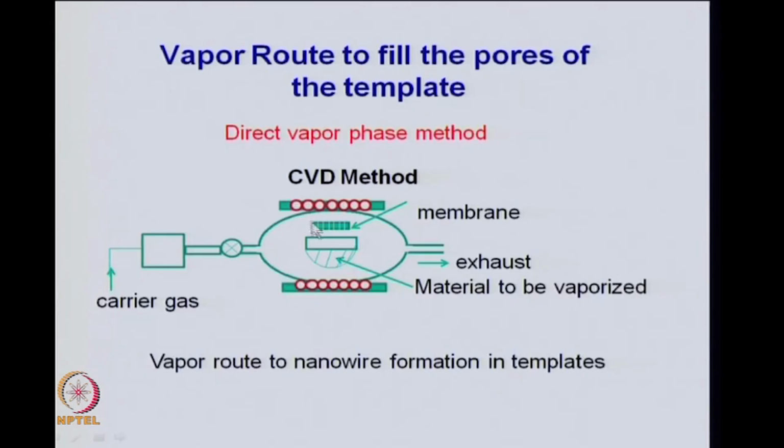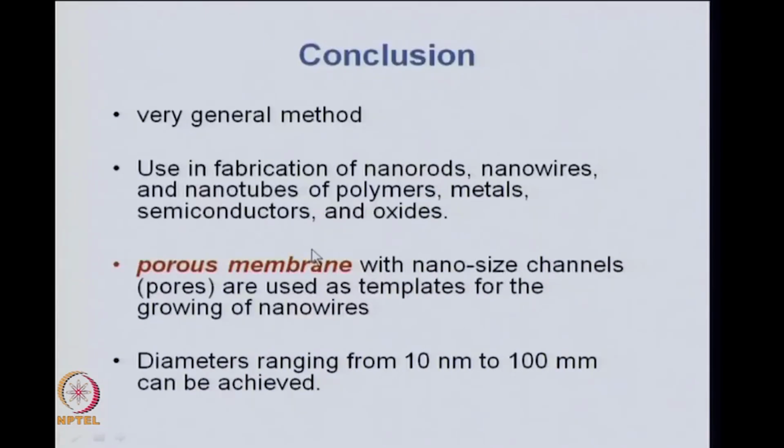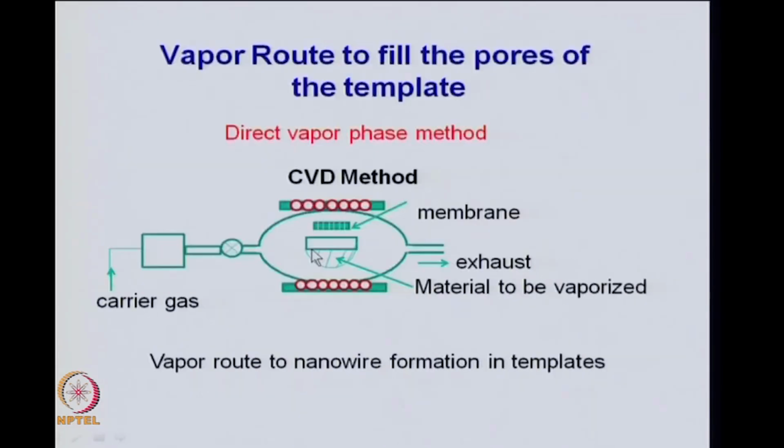So, this is like the CVD method, or the chemical vapor deposition method, where you have this material which is a solid or a liquid, and then it is vaporized, and those vapors react with your membrane or template and form your nanowires. And the carrier gas which is coming pushes whatever other gases are formed during this reaction out through the exhaust.